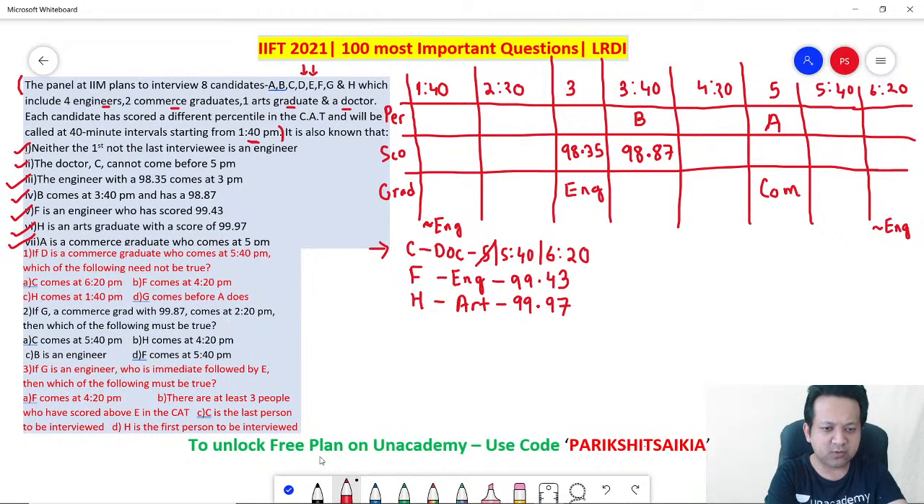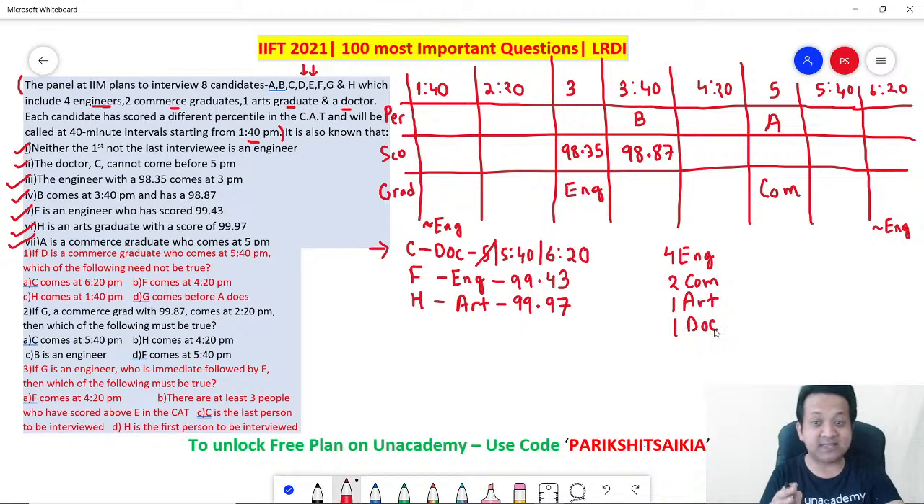Okay. Now let's go to the questions. One more thing that you need to remember is there are 4 engineers, right? This data also needs to be captured. So 4 engineers are there, 2 commerce graduates are there, 1 arts graduate, and 1 doctor. So every data has been taken care of.